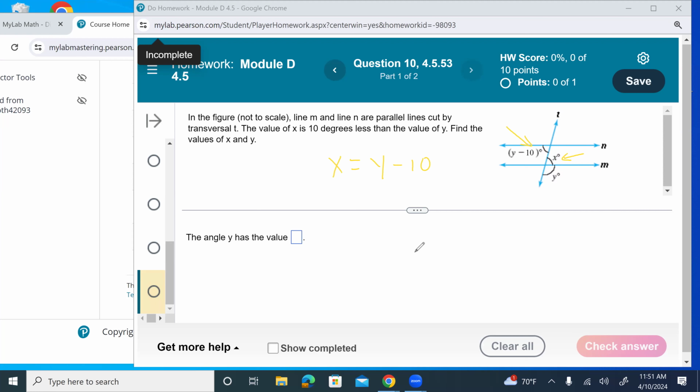The value of X is 10 degrees less than the value of Y. But this right here, what does that tell me? X plus Y equals a straight line. How many degrees are in a straight line? 180. You kind of need to know that. A straight line has 180 degrees.